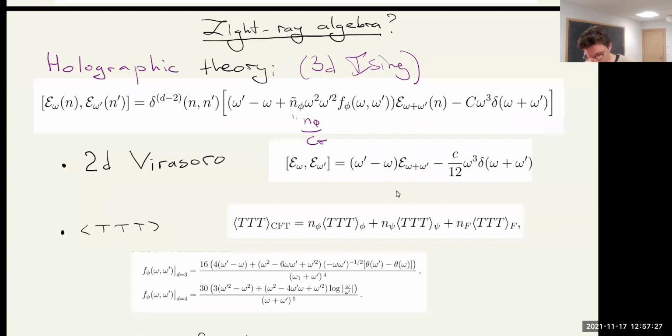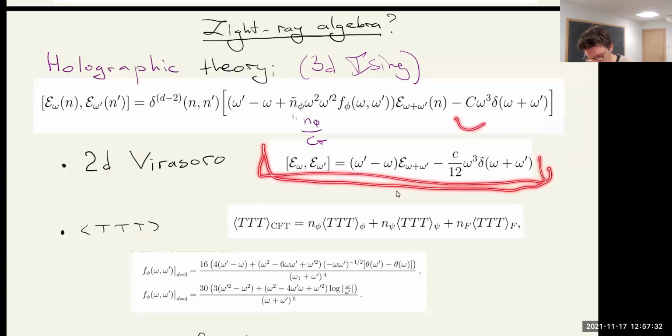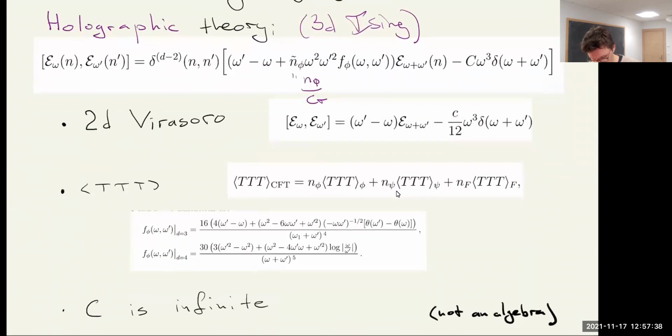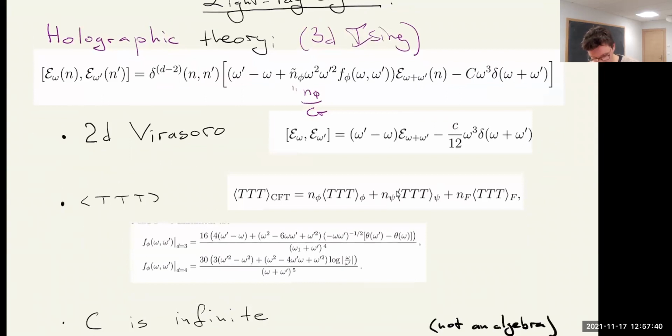And to compare, this is what the answer looks like for 2D Virasoro. This term looks the same, this term looks the same, but there is no this term. Now let me make a few more comments. First of all, if you take an interacting CFT, there is no miracle. No miracle happened at this point. In fact, it's not really an algebra.